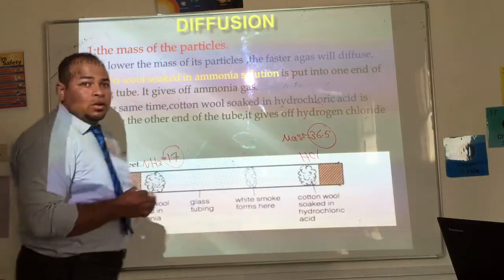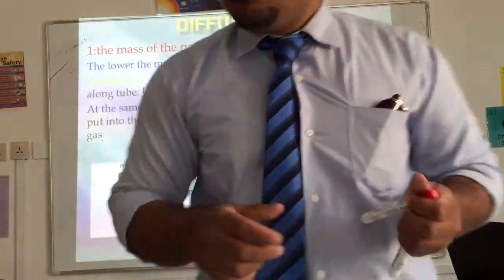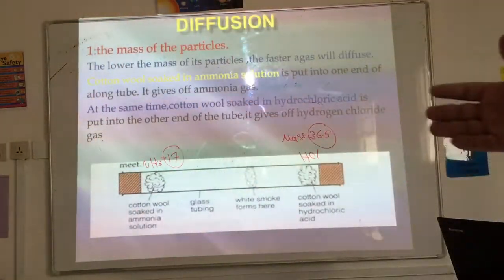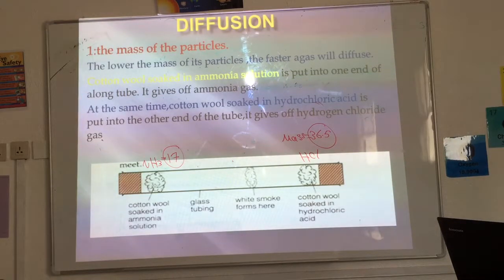36.5, 17. What do you think? What do you expect about the diffusion of NH3 and HCl? The mass of HCl is 36.5 while NH3 is 17. Which one will diffuse faster? Of course, NH3 will diffuse faster, because its mass is lower than the mass of HCl.